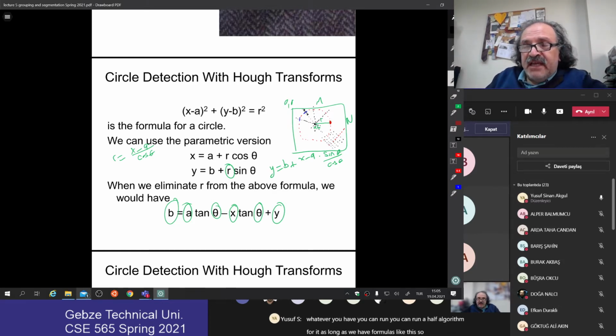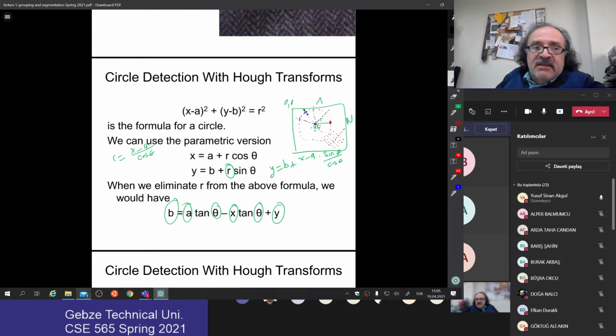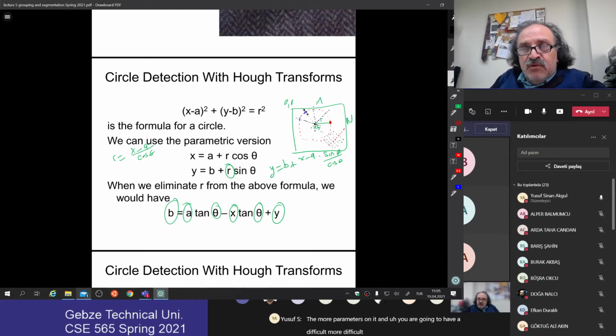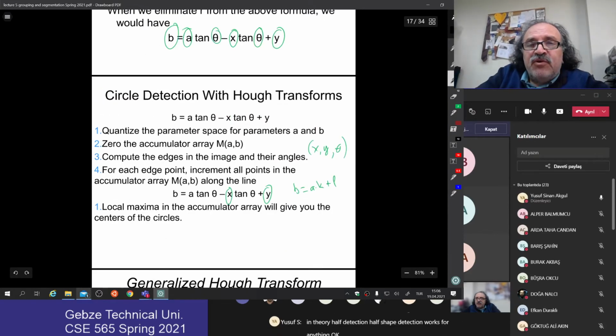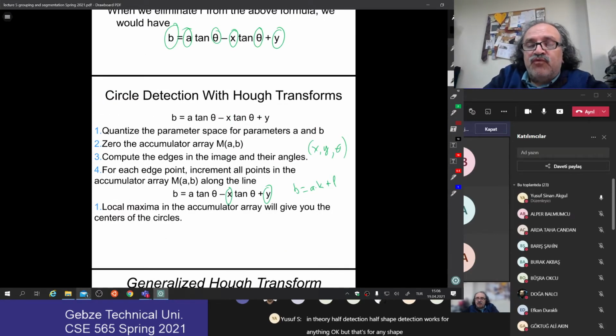So as Efkan has asked, how about the ellipses? Ellipses have 4 parameters, so it is a more difficult task, 4-dimensional space. Okay, and if you have quadratics, it has more parameters, and you are going to have a more difficult time to find the good answers. But in theory, Hough shape detection works for anything that has a closed form formula.